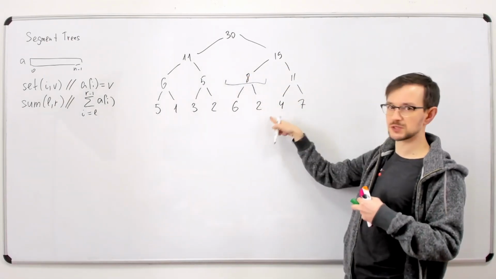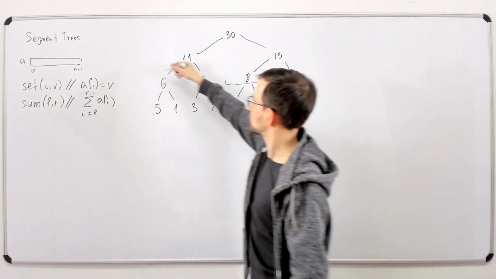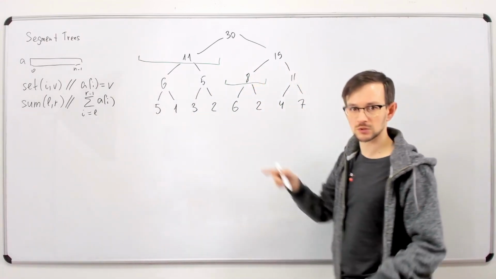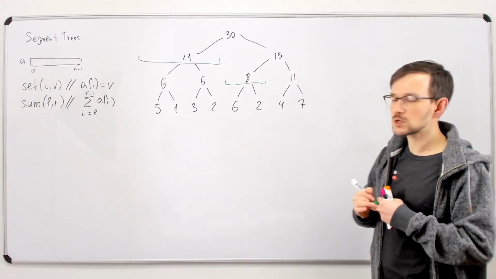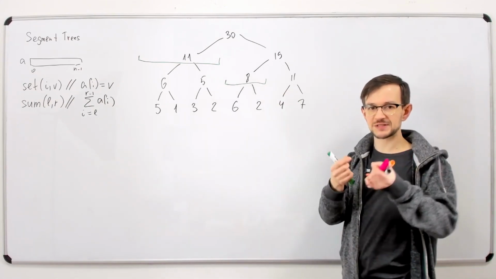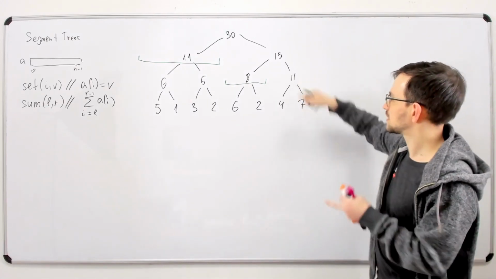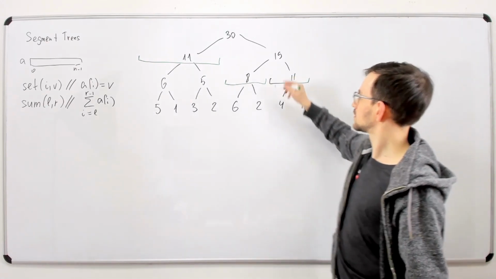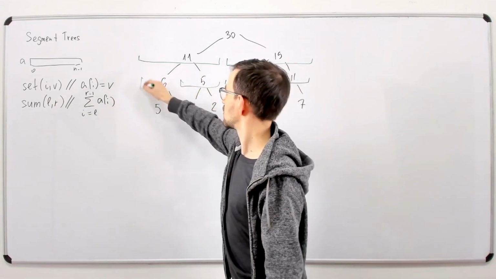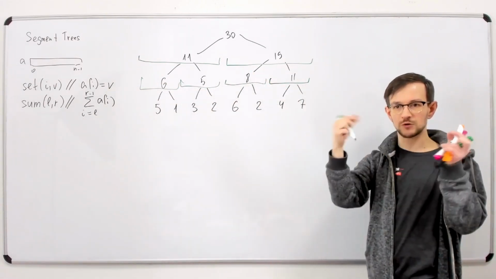So you have this 6 plus 2. If you take, for example, this 11, it is the sum of these 4 elements of the array, so it is 5 plus 1 plus 3 plus 2, and so on. Each node of this segment tree represents the sum on some segment of this array. This 19 is the sum of these four elements, and so on. So each number here is the sum on some segment of the array.